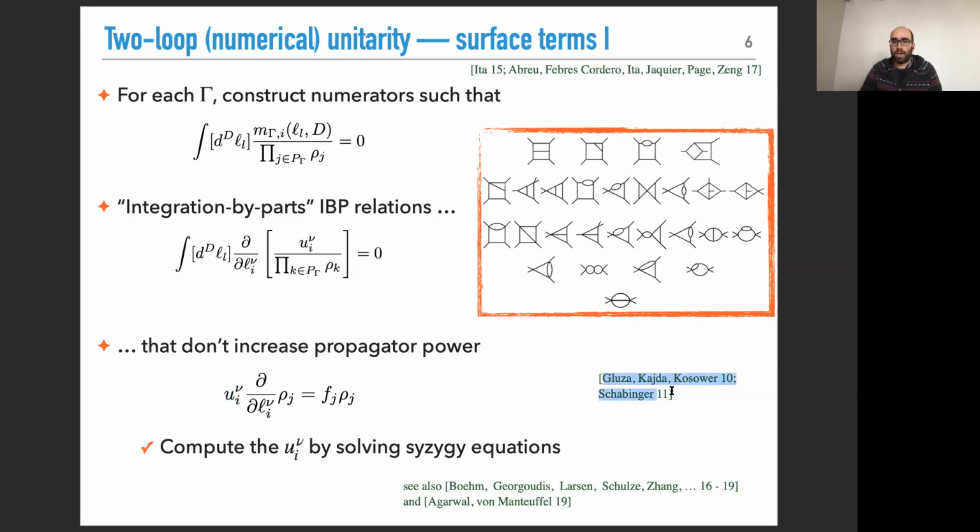This was introduced by these people some years ago. Solving this, what we call these IBP generating vectors, such that they satisfy this property, is equivalent to solving CCG equations. We've been doing this for a while already, and there are also other groups that follow this approach.